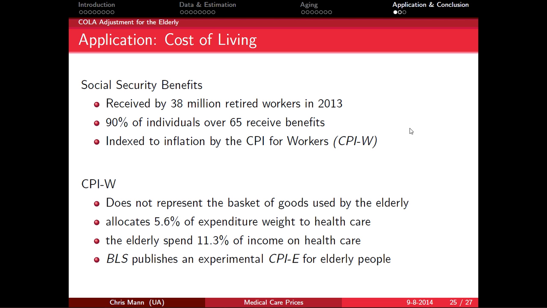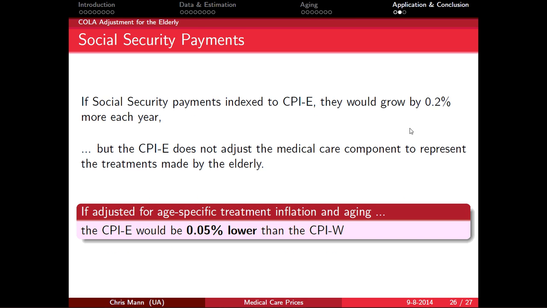Right? And so it's because of this that the Bureau of Labor Statistics actually publishes an experimental index called the CPI for elderly. And a lot of people argue that the CPI for the elderly should be the inflation rate used to index Social Security payments, since theoretically it's more accurate, right? It more accurately describes the inflation rate experienced by the elderly. But there's a problem to that, right?